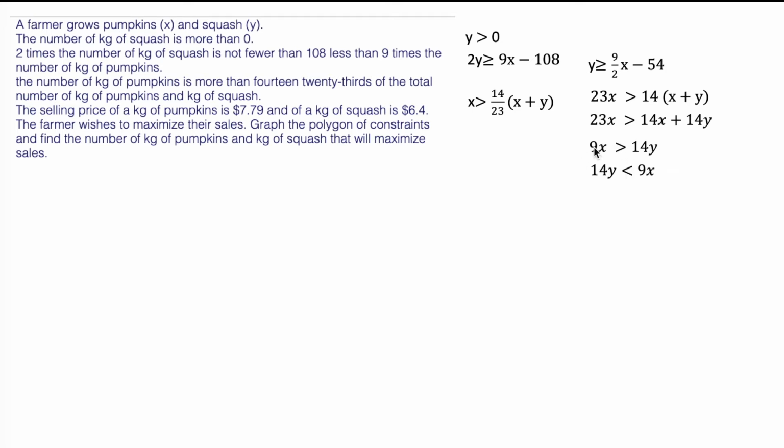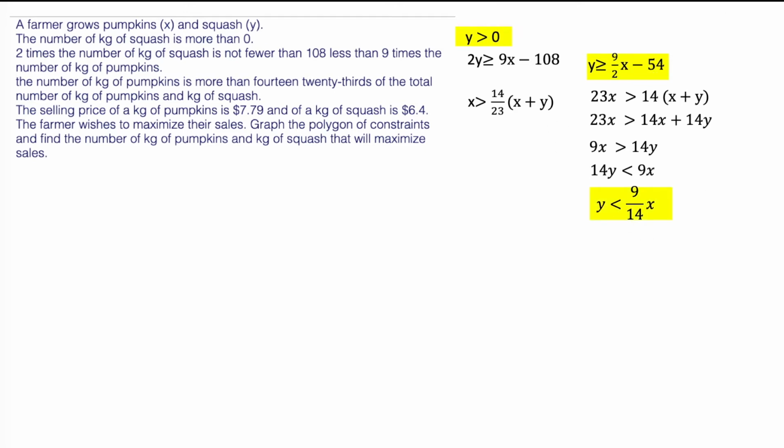Written this way, the crocagator's still eating the x's. And then I want to get the y all alone, so I'm going to divide both sides by 14, so y is less than 9/14 x, and that's our equation. That's it. We only have the 3 equations. That's our first equation. This is our second one. Our third one is here.